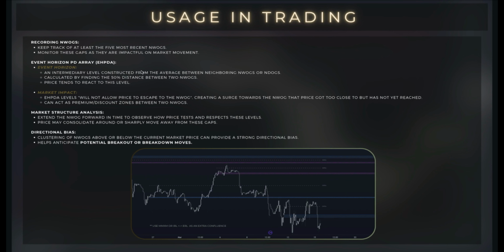So this is kind of new, but yes, guys, you can find the midpoint between a new week opening gap and the other one. You just use your fib and you'll find the 50% that way.